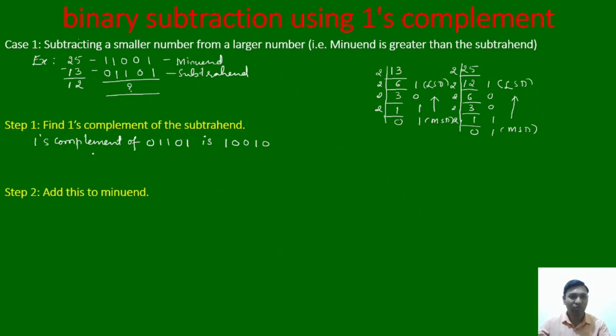Now let us go for the second step. Add this to minuend. What is minuend now? Here I'm going to write minuend 1 1 0 0 1. Now we have to add this 1's complement to this minuend. I'm going to write here 1 0 0 1 0. So add from the right hand side. 0 plus 1 is 1. 0 plus 1 is 1. 0 plus 0 is 0. 1 plus 0 is 1. 1 plus 1 is 2. Here 2 can be written as 1 0.